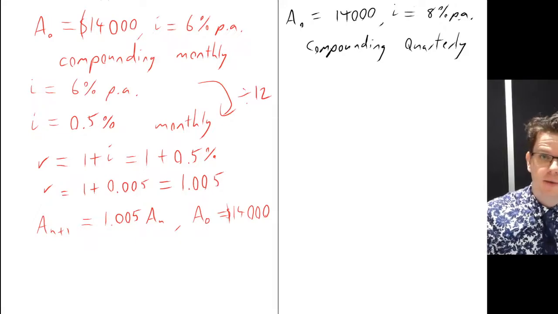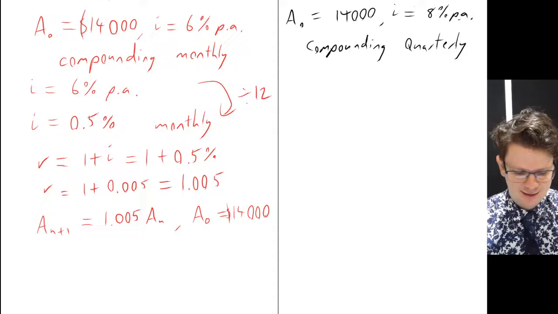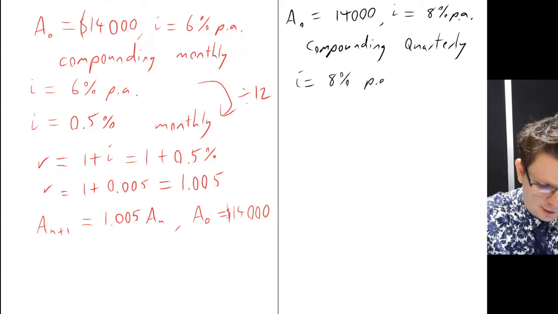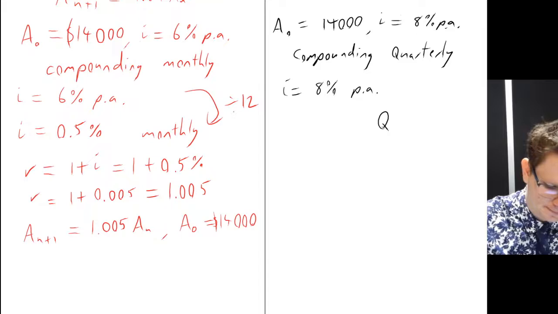Alrighty, so hopefully you've had a go in your books. Now we're just going to go through and do it together, see how we go. Alrighty, so I is currently equal to 8% per annum, but I don't want a per annum rate, I want a quarterly rate.